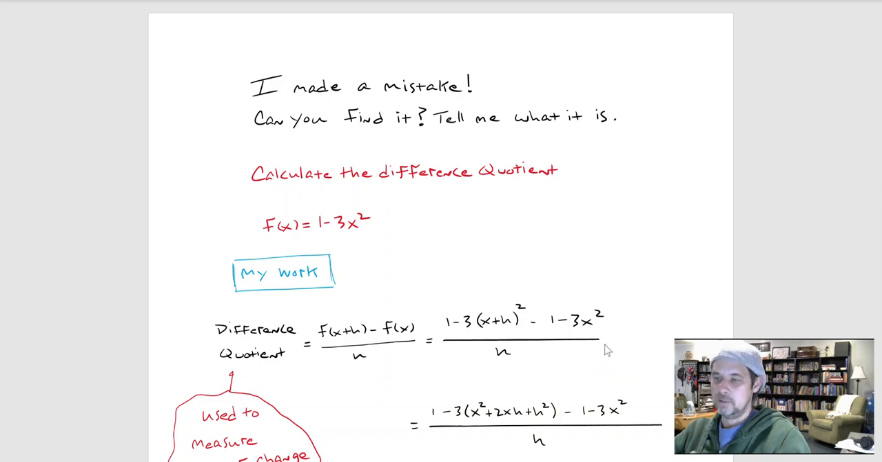And for the most part, that's as far as I took it. And then I asked you, where's the mistake? So the mistake is like this. See how the difference quotient is f of x plus h minus f of x over h. Now if you dissect what I have right here, this much of it is f of x plus h, and this much of it is f of x. And then there's that minus between them right there.